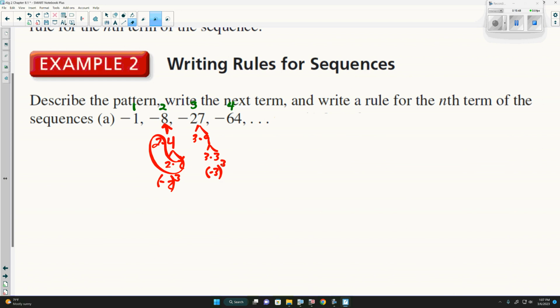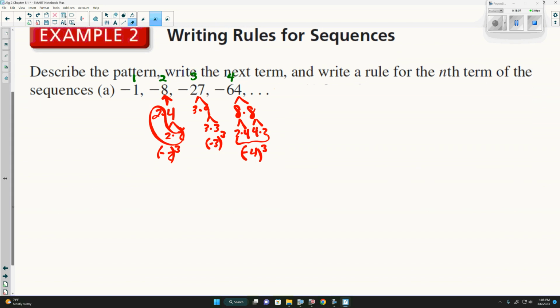What about 64? 8 times 8, which is 2 times 4 and 4 times 2, or we could say this is negative 4 cubed, yes? I mean, we could break it down to 2 to the 6th, but that's the same as 4 to the 3rd.